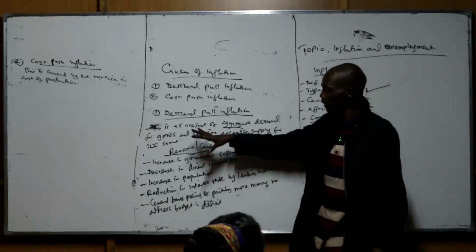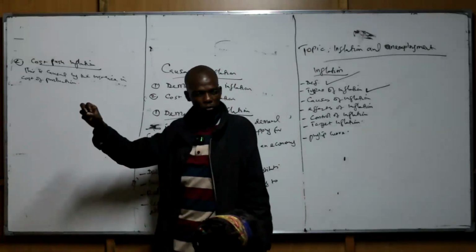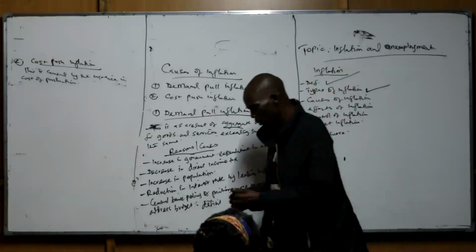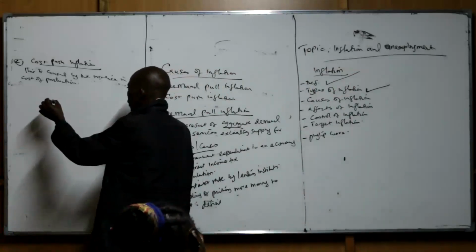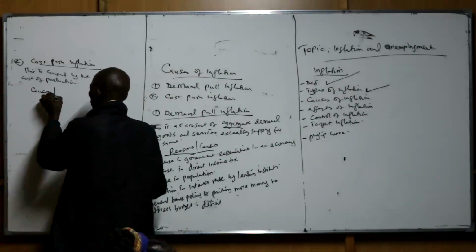So we say that is what? That is cost push inflation. It's where the increase in prices of general goods and services in the economy is brought about by the increase in the cost of production. So what are the causes of this? What are the causes?